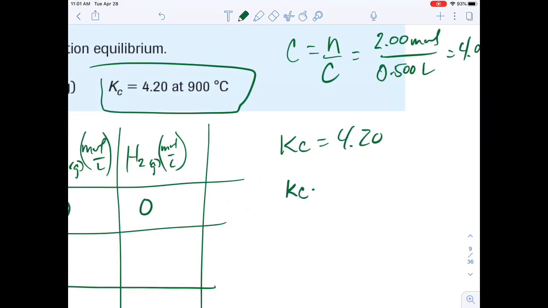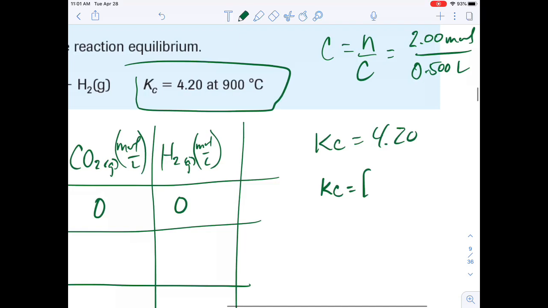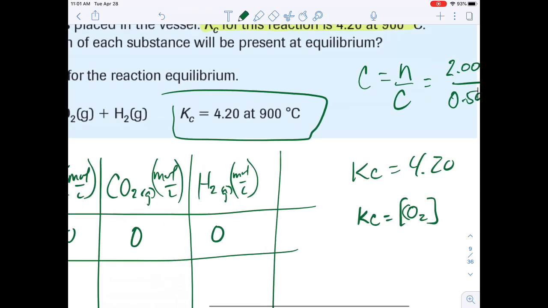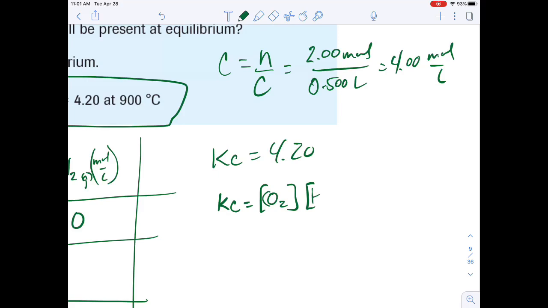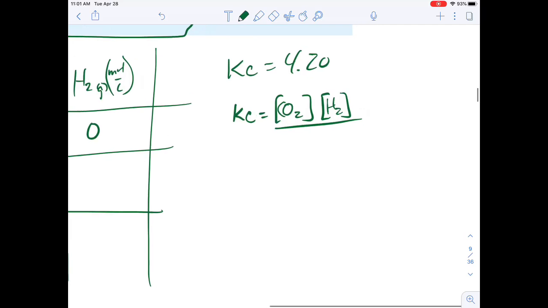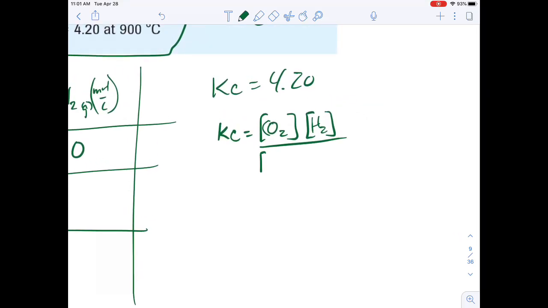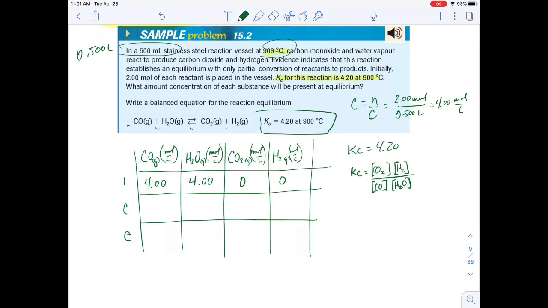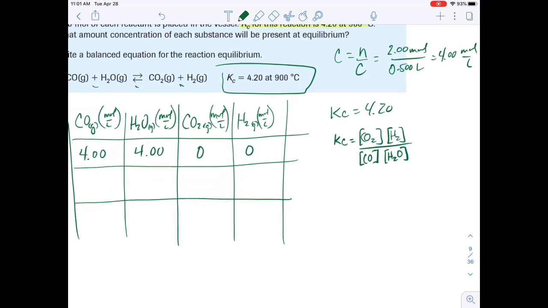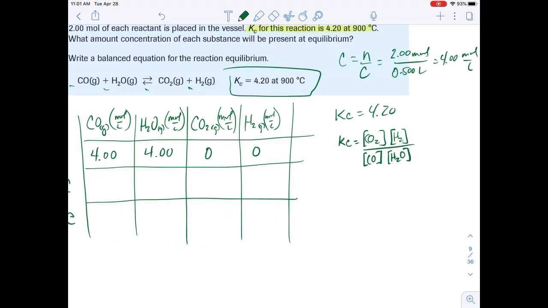The equilibrium constant is going to be equal to the concentration of the products, so carbon dioxide, raised to the power of 1, because that's its coefficient, times the concentration of hydrogen gas, the other product, raised to the power of 1, because that's its coefficient, divided by the reactants, so carbon monoxide gas raised to the power of 1, times water vapor raised to the power of 1, because the coefficients in the balanced reaction are all 1. So this is my Kc expression, and I have the value.